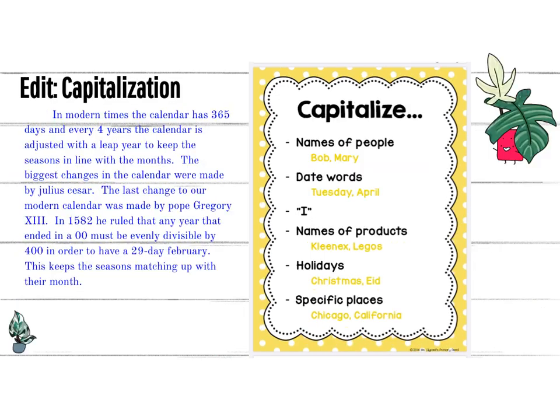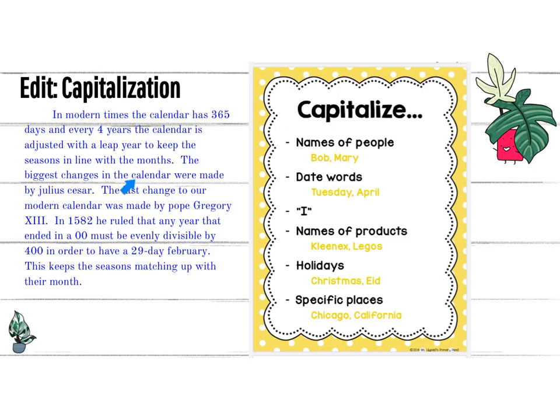Let's move on. Now on this slide, I'm going to show you a couple of different ways to edit your capitalization. What do we capitalize? We capitalize the names of people, date words, the names of products, holidays, and specific names of places. So some of those I have in my paragraph, some of them I don't. Some of you are going to need to make sure that you are checking that you have capitalized the name of your product. If it is the special name of something, like an iPad, it would need to be capitalized. And they're giving you the example of Kleenex or Legos. So make sure that you're checking to see if your object or your thing needs to be capitalized.